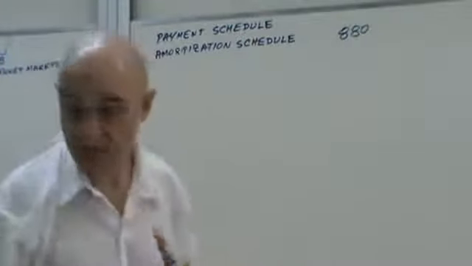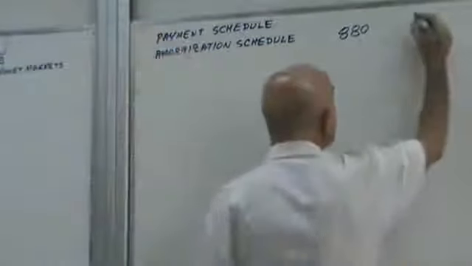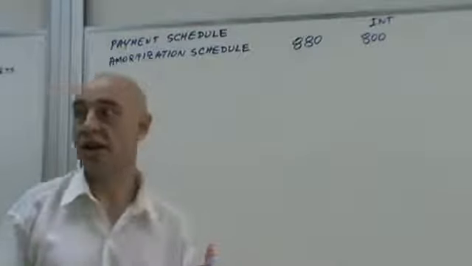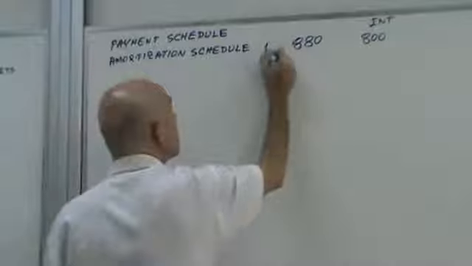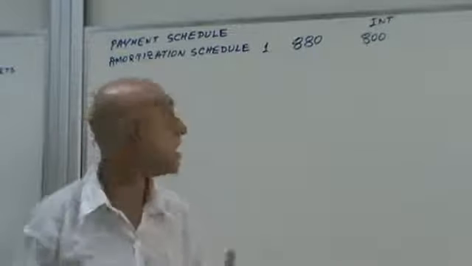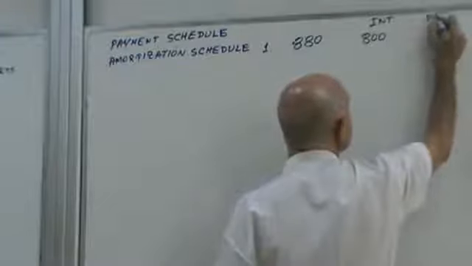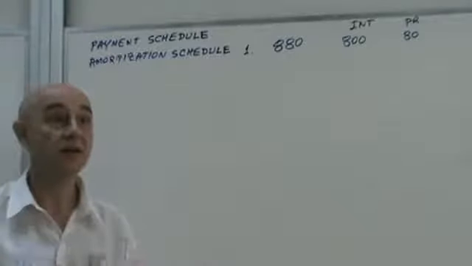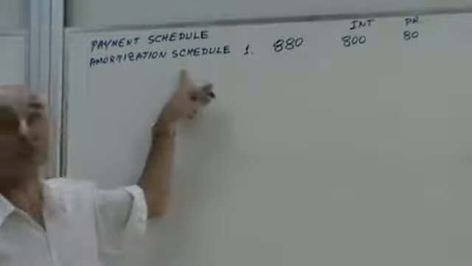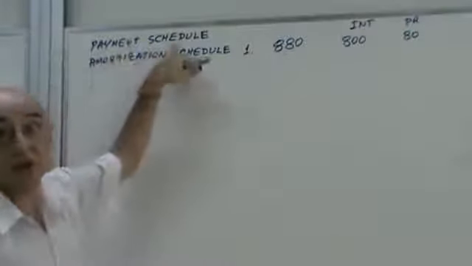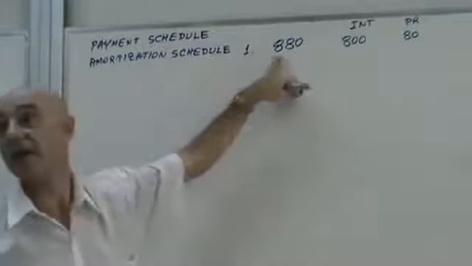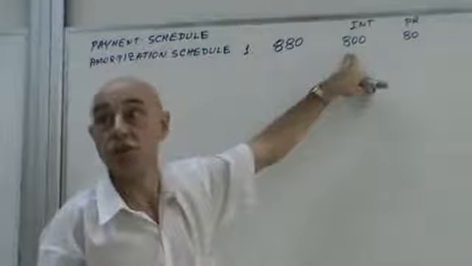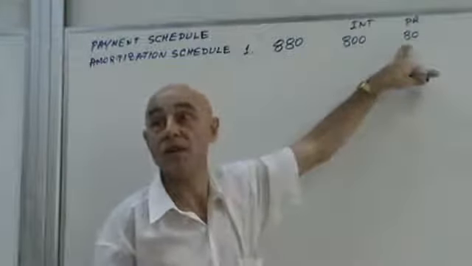So, when you make an $880 payment, the interest will be $800. This is for the first payment, first month. Okay? And the principal payment will be $80. So, the amortization schedule simply tells you, now the payment schedule says on June 1 you pay $880. The amortization tells you that the 800 goes towards interest and 80 goes towards principal.